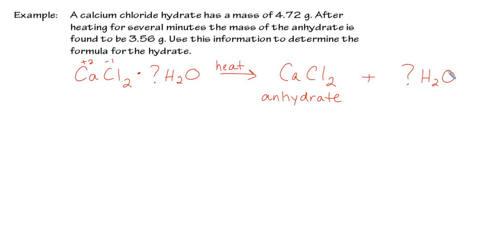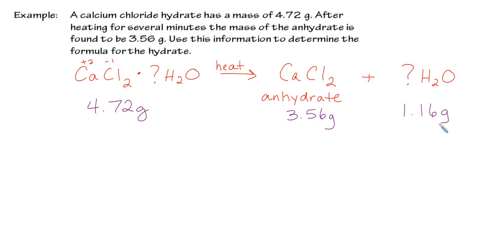We can fill in a couple things here. We know the mass of the original compound. We had 4.72 grams. After heating, the anhydrate was 3.56 grams. So the rest of that mass was lost as water vapor. So if I subtract the two, I can figure out the mass of water vapor. 1.16 grams.